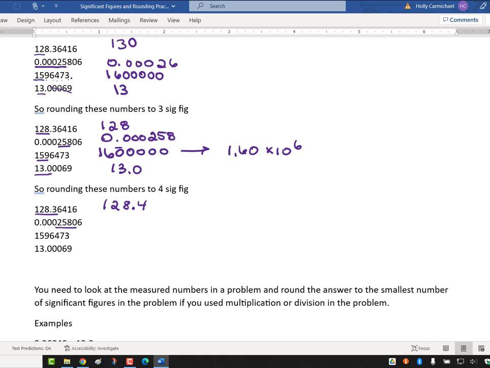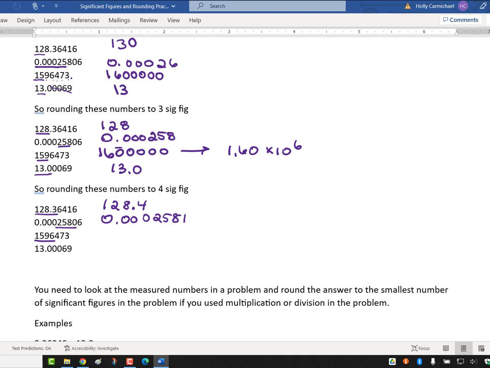So here I have the 2, the 5, the 8, and the 0. So I'm going to keep those zeros out front. The next number is a 6. It would round my last 0 up to a 1. So 0.00025881.